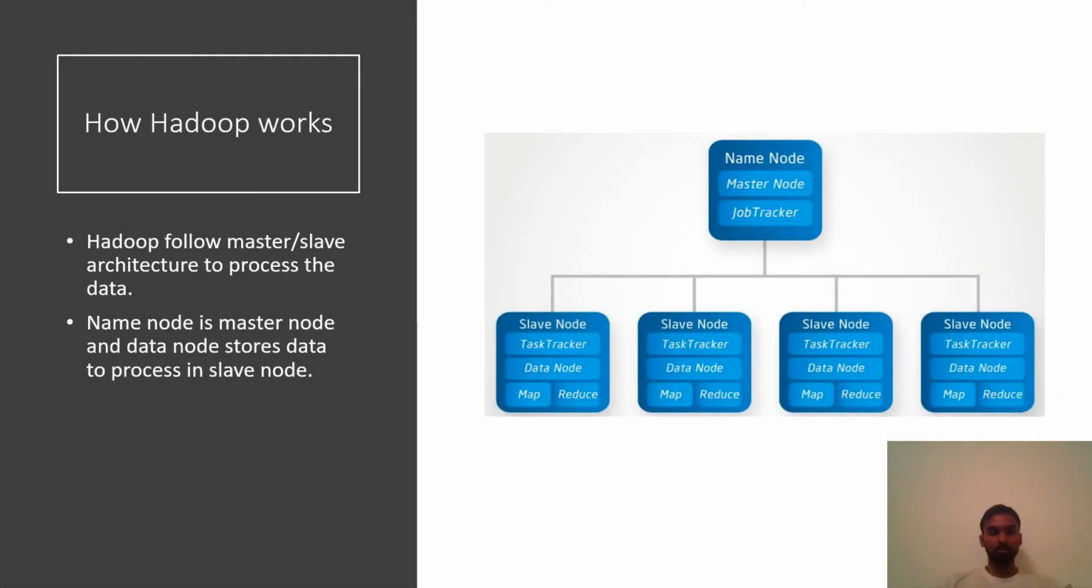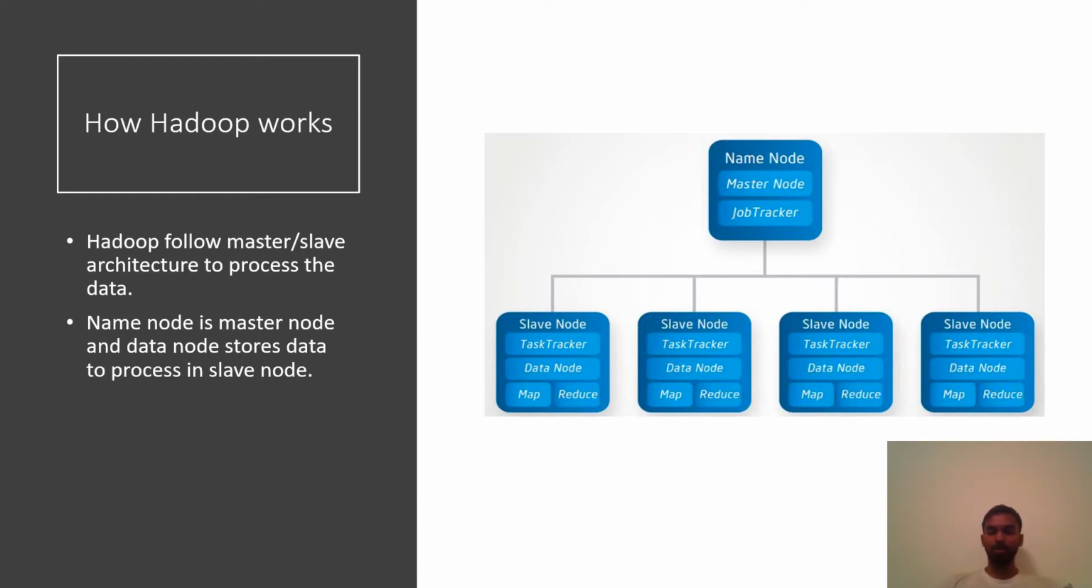Each part has a parent node and a child node. So how does Hadoop work? Hadoop follows master-slave architecture to process the data. This is the master node, which is the name node, and these are the slave nodes. What Hadoop does is it creates many master nodes, and each master node would have slave nodes.